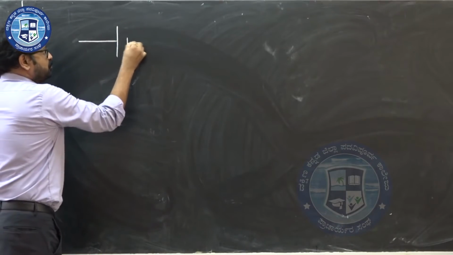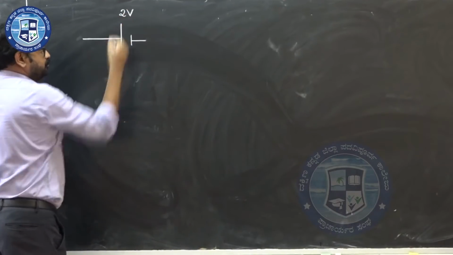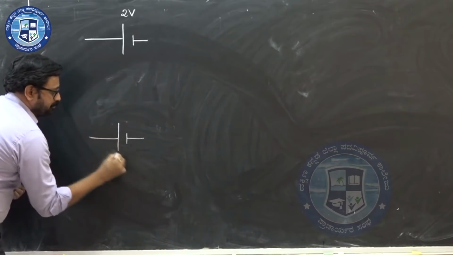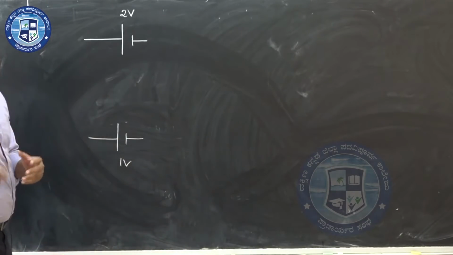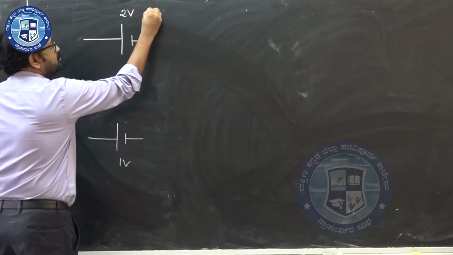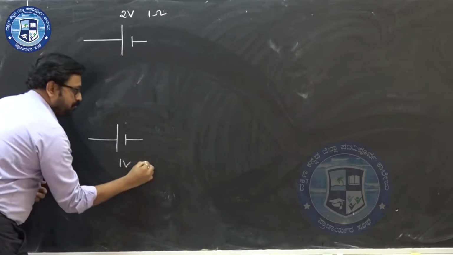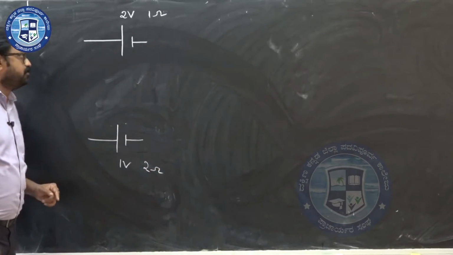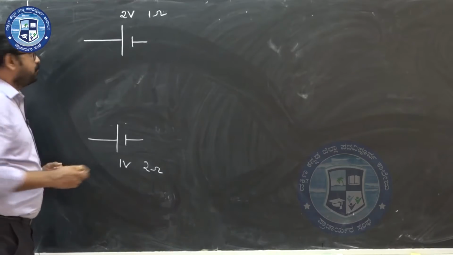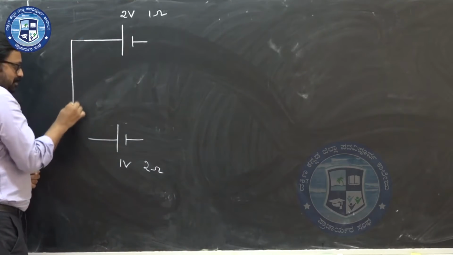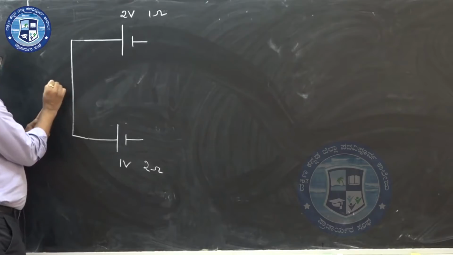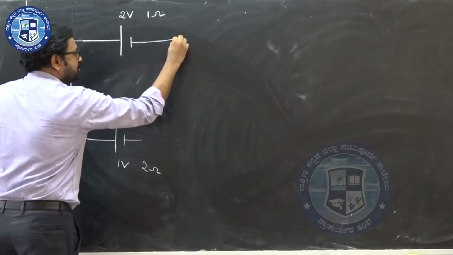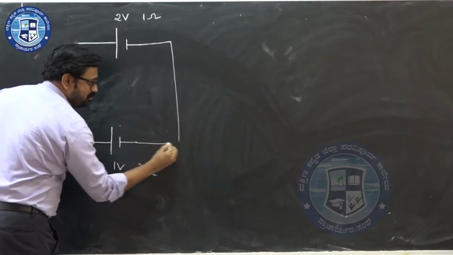One cell is of EMF 2 volt, another cell of EMF 1 volt, and their internal resistances are given as 1 ohm for the first cell and 2 ohm for the second cell. You can read the problem carefully, you will understand this. What else they said is, positive terminals of the cells are connected by a wire of resistance 10 ohm. Remember, this is a wire having a resistance of 10 ohm. Negative terminals are connected by a wire of resistance 4 ohm.